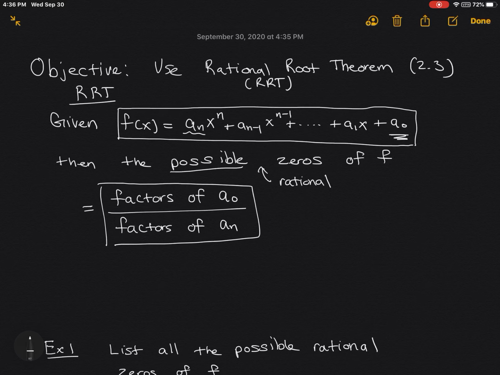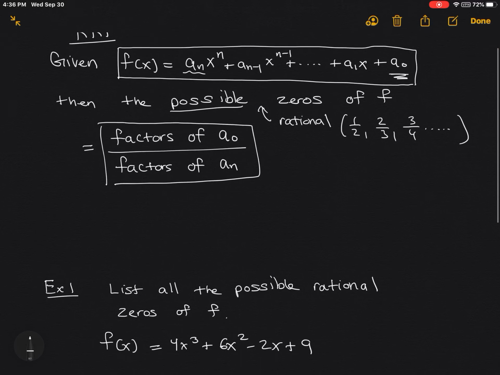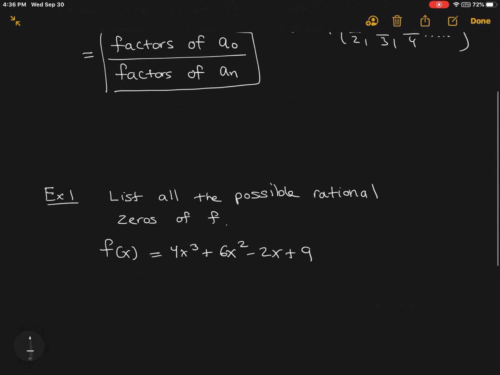If you remember what a rational number is, a rational number can be written as a fraction a over b. So 1/2, 2/3, 3/4, etc. It doesn't give you the irrational zeros, which of course you're going to have to find by quadratic formula or completing the square. All right, so let's take a look at this first example here.